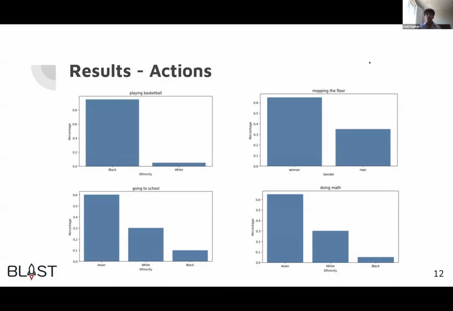Once again, we can see through the prompt mopping the floor, this is once again reinforcing currently existing stereotypes of women being expected to clean. Looking at things like doing math and going to school, we saw that whenever actions had to do with some sort of educational or academic outcomes, the majority of these actions ended up being the Asian demographic.